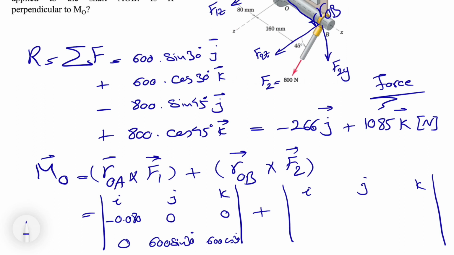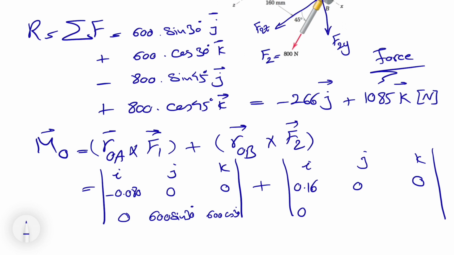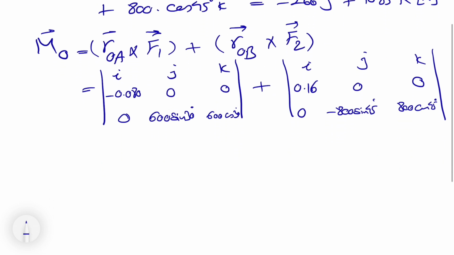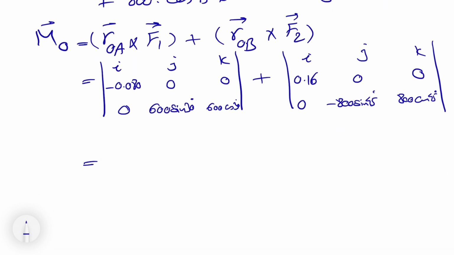This time ROB only has an X component, but it will be positive since we are going from O to B. We see that we are moving along the X-axis, and the distance will be 160 millimeters divided by 1000, which will be 0.16 meter. There is no J, there is no K. And again, we found the J and K components of the force: minus 800 sine of 45 for J, and K will be 800 cosine of 45. And the rest of this is finding this determinant.